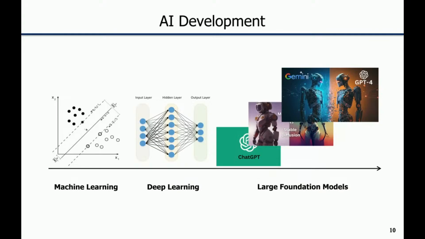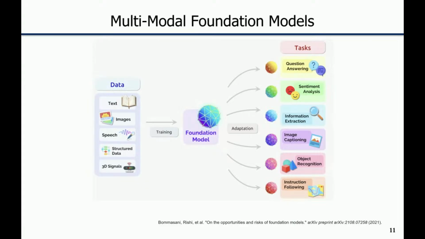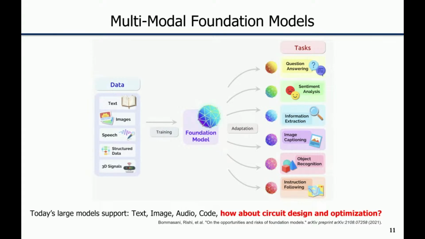This is the reason for AI development, which has several stages. Starting from several decades ago, we had machine learning techniques, then deep learning, and today all sorts of large foundation models, which can work on almost any kind of data. Now, based on the large language model, we have so-called multimodal large language models, which work for many different kinds of data: besides text, including image, voice, some 3D signals, and lots more. So the question we want to ask is, today's large models can work on all these things, so how about circuit design optimization with large models? Can we use large models directly to help us design and optimize our chips?